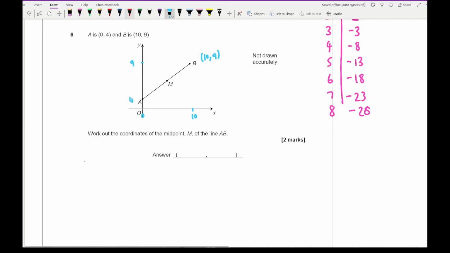Now to work out the midpoint, all I've got to do is work out the middle between these x ordinates. And to work out the midpoint is basically all I need to do is add those two numbers up and divide by 2. So 0 plus 10 is 10. Divided by 2 is 5. 9 plus 4 is 13. Divided by 2 is 6.5. And it's just worth checking, make sure that we're not going to need any negative coordinates. But other than that, that should be done.